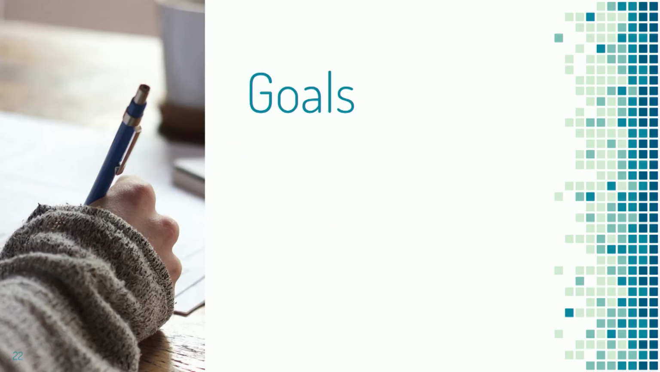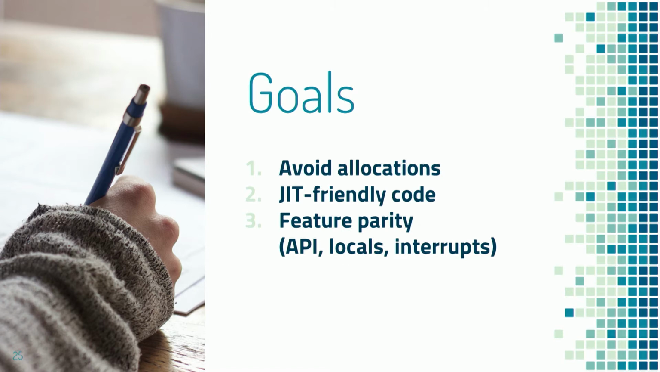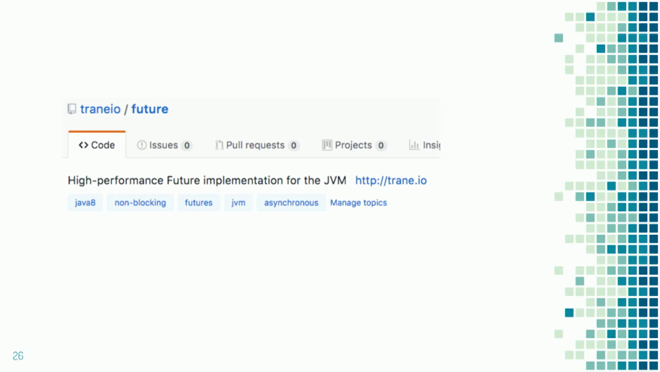My goals with this implementation were, first, avoid allocations. That was a problem. We have many systems that are GC bound, so allocations are really problematic. Second, have code that is more friendly to the just-in-time compiler. And also have feature parity with the Twitter Future, that is, having the same API, and local support and interrupts support as well. So I worked for a while on this project and released it. The name is Train.io Future.